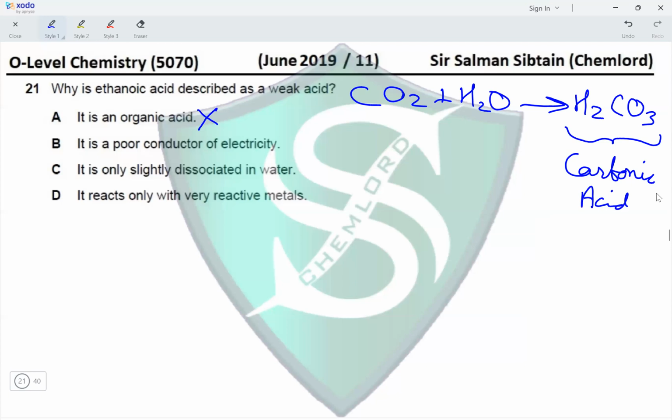It is a poor conductor of electricity. No, as a liquid, it will not conduct electricity at all. It will only conduct electricity in the aqueous state.